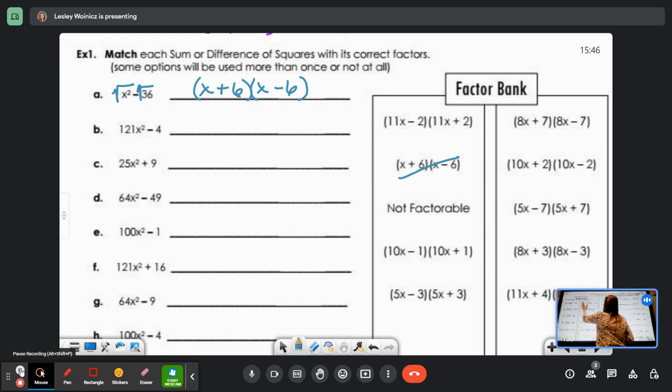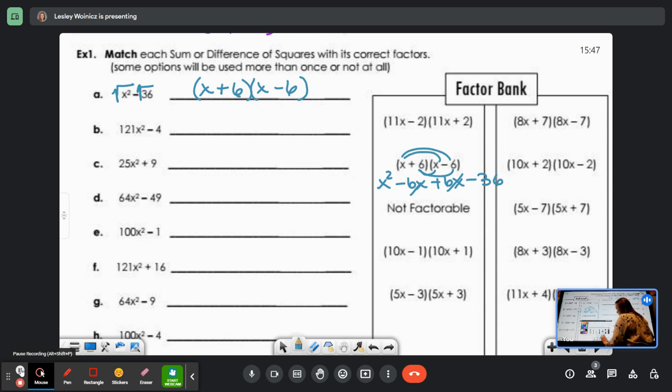I can even check it. Look, x times x, x squared. X times negative 6, negative 6x. 6 times x, positive 6x. 6 times negative 6, negative 36. Cancel, cancel. It matches my original problem.